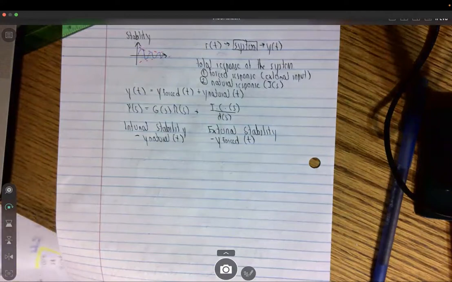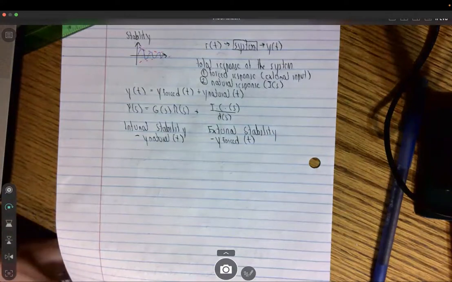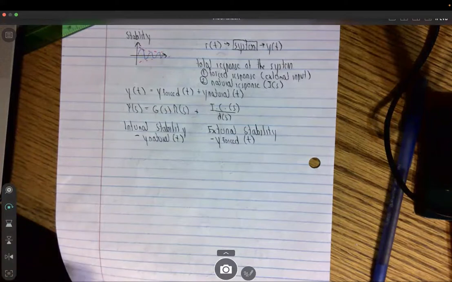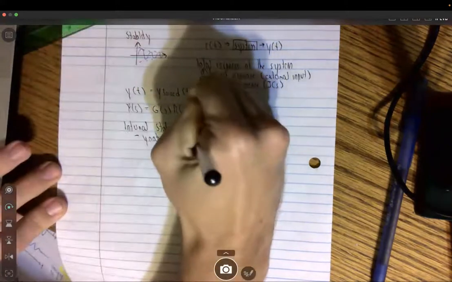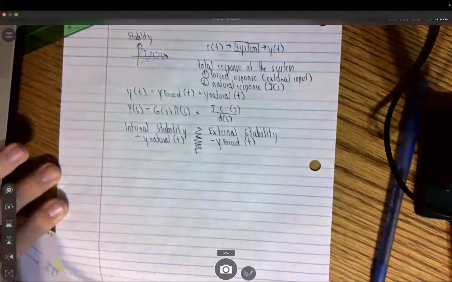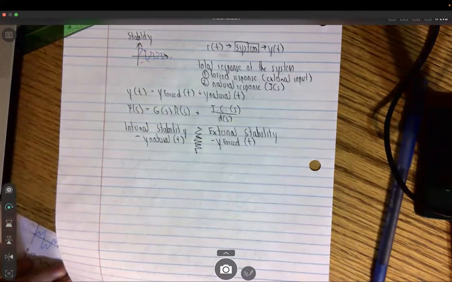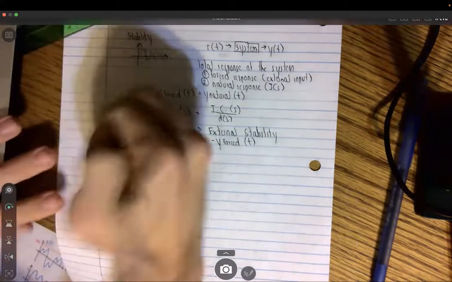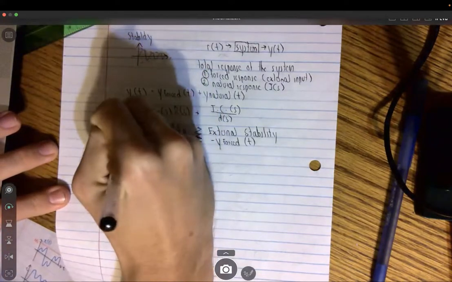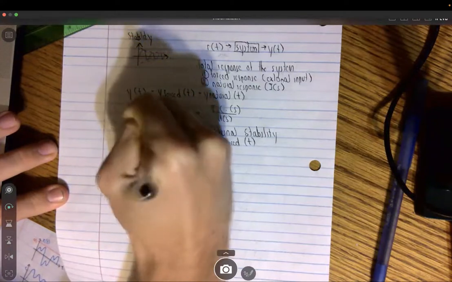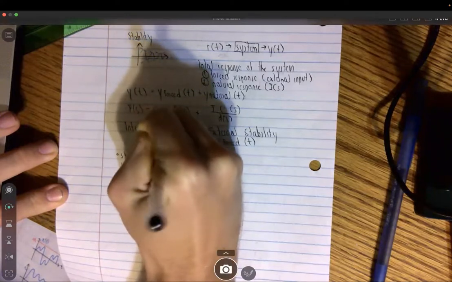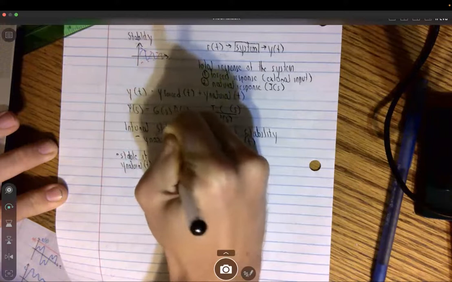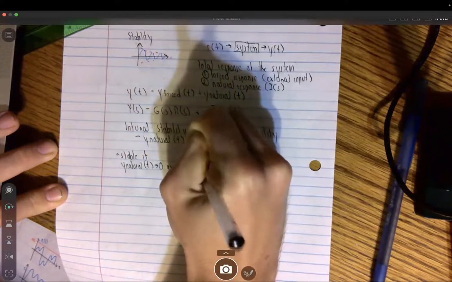And so what we're going to notice is that when we talk about internal stability versus external stability, this will be a huge differentiating factor that you have to make sure you're aware of. And if he's asking if it's internally stable, you know what it means. So it's internally stable if y natural of t goes to 0 as t goes to infinity. So it dies out. That's basically what it's saying.